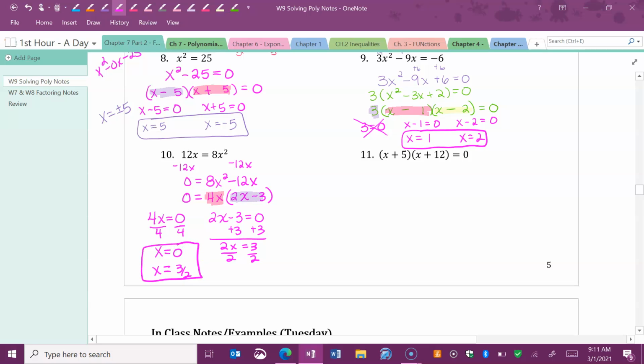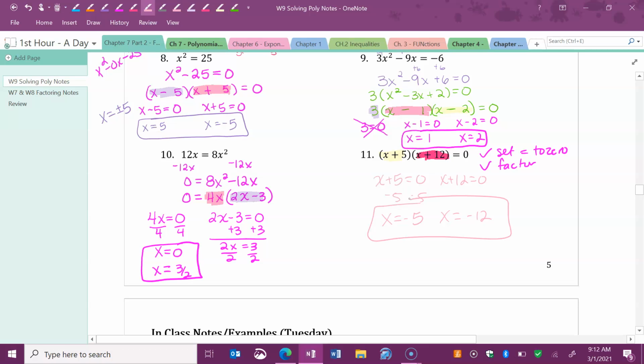Number 11, don't multiply that. Look, we're set equal to 0. Yay! It's already factored. So all I have to do is set x plus 5 equal to 0 and x plus 12 equal to 0, and I'm done. So I have x plus 5 equals 0, x plus 12 equals 0. Subtract the 5, I get negative 5. When I subtract that 12, I get negative 12. Do not multiply after it's already done for you. Don't make more work for yourself.